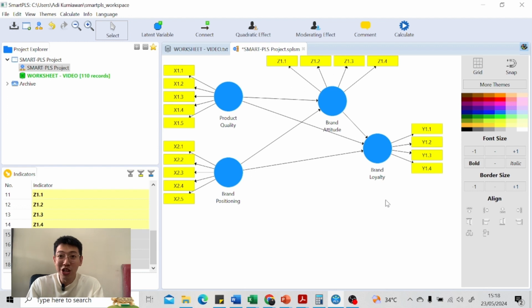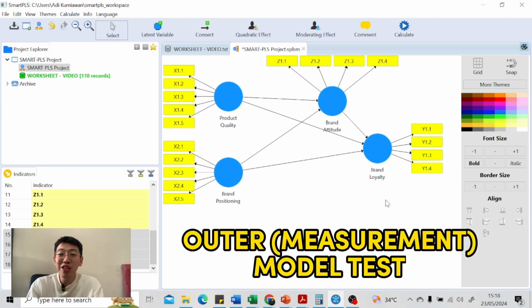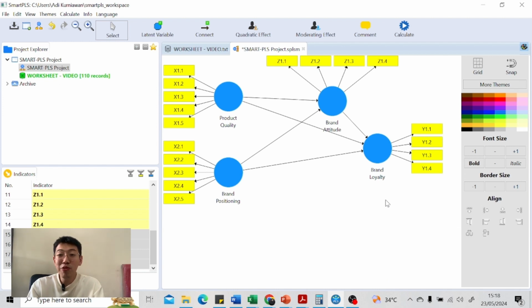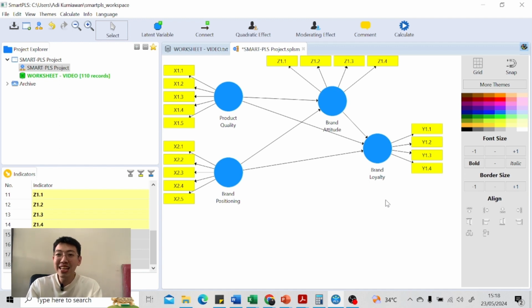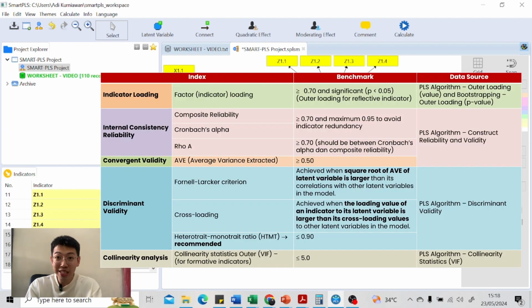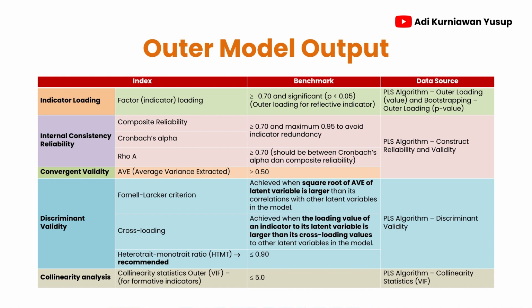After the model is drawn, we need to conduct the outer model test or measurement model test. After the measurement model test, we conduct the structural model test or inner model test. Our outer model test consists of factor loading, reliability, convergent validity, and also discriminant validity. If your model contains formative indicators, you need to conduct outer collinearity. These are the things that you need to analyze in the outer model.